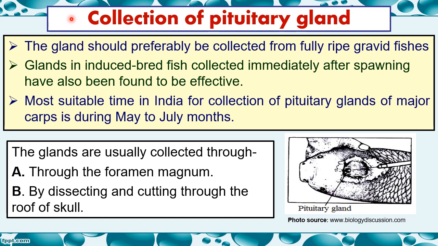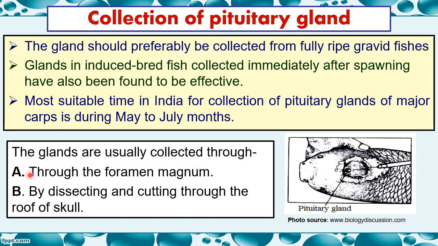The next important step of hypophysation is collection of pituitary gland. The pituitary gland should preferably be collected from fully ripe fishes. Glands from induced bred fish collected immediately after spawning have also been found to be effective because their hormonal levels, follicle stimulating hormone and luteinizing hormone, are at peak. The most suitable time in India for collection of pituitary gland in major carps is during monsoon, from May to July. Pituitary gland is usually collected by two methods.